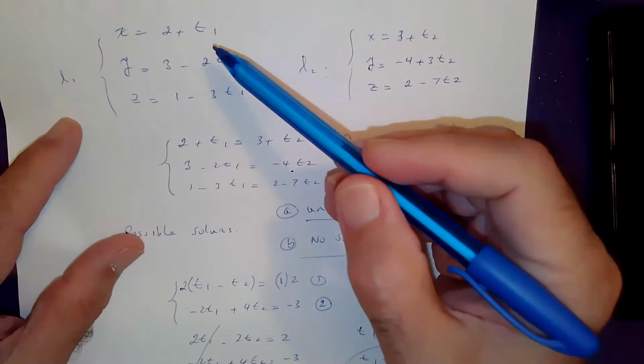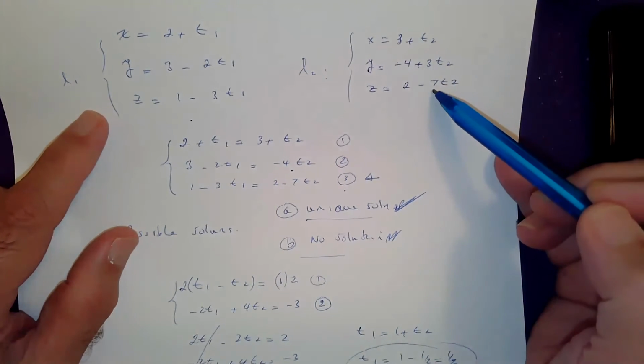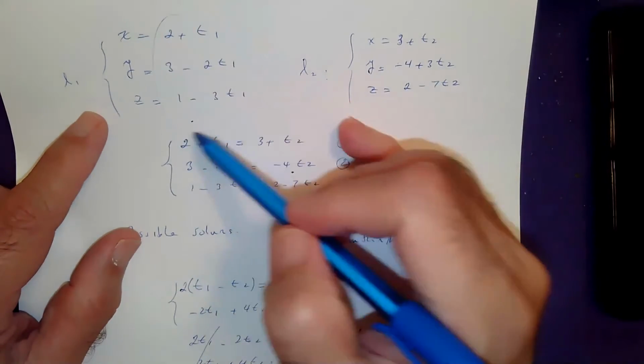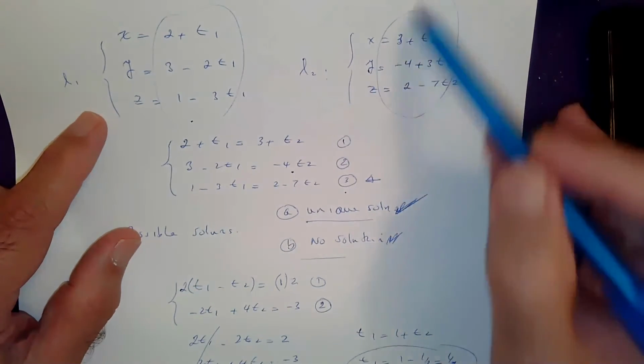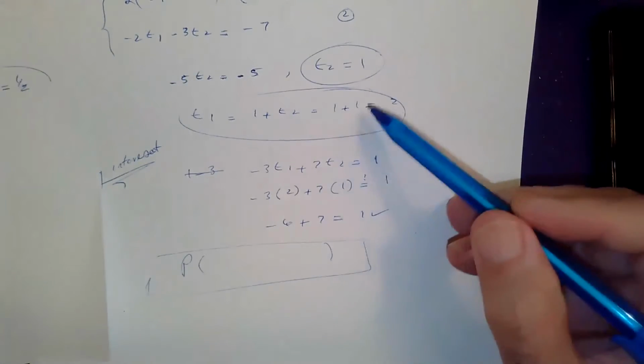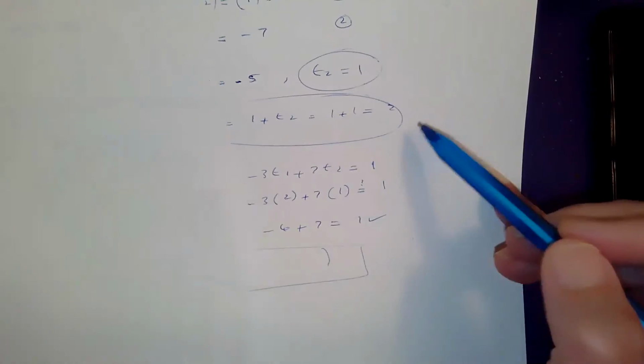Do you plug in t equals 1 to the original equation? Either you plug in T1 for this one or plug in T2 for this one. It doesn't matter. So either of these will give you the point of intersection. If you go with this, replace the T2s with 1. If you go with this, replace the T1s with 2. It gives you the same point of intersection.